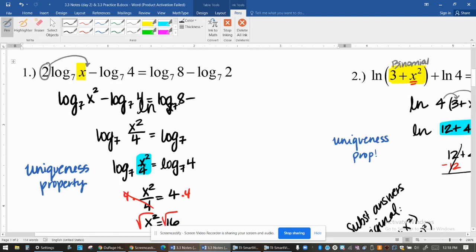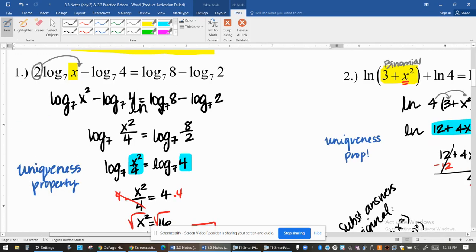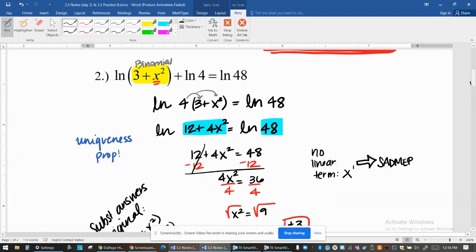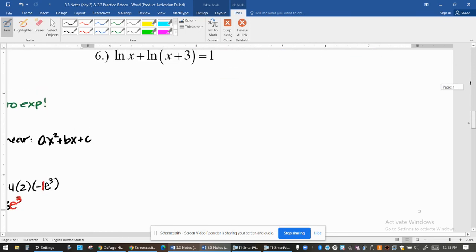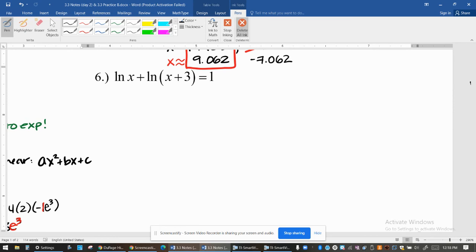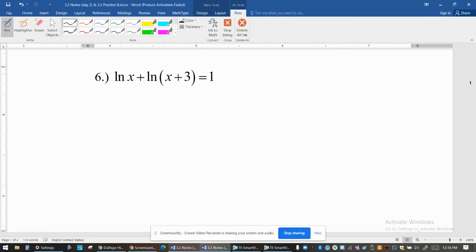Okay, so let's take a look at this next one. My computer is a little freaking out that I have way too much inking. Okay, so I'm going to delete it all.